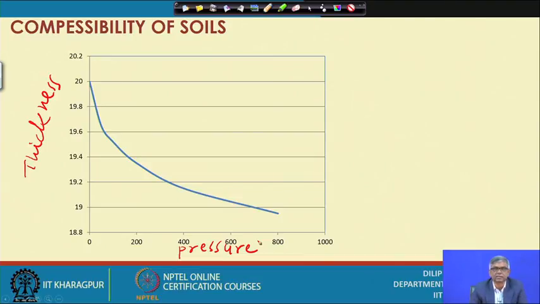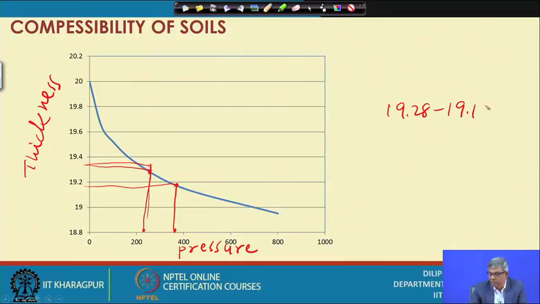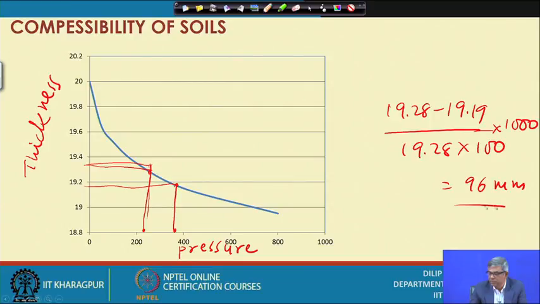So, pressure versus thickness plot, and whatever I have done, 250, this is the 250. Corresponding thickness we have got, and this is about 350, corresponding thickness I have got. So, 19.19 here and 19.28 here something we have got. So, these two pressure, that means we are getting the expression (19.28 minus 19.19) divided by 19.28 to 100. This will be in meter and multiplied by 1000, that will give you millimeter. So, 96 millimeter. So, this calculation is shown in the previous slide, but how to do it?